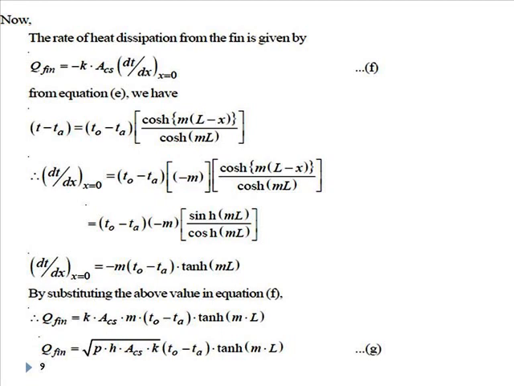So this equation G and the previous equation E are the required equations, which describe heat dissipation and temperature variation along a fin of finite length with an insulated tip. I hope the derivation is very clear to you. Now, based on this derivation, we have to solve some problems related to industry or real situations.